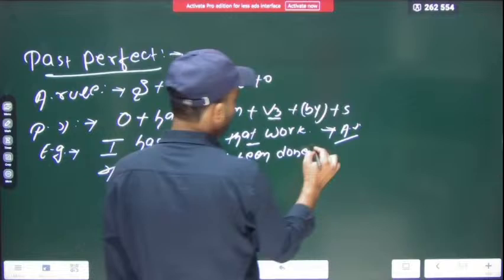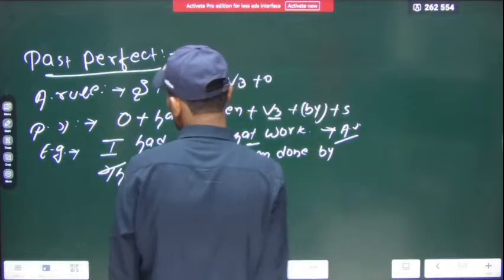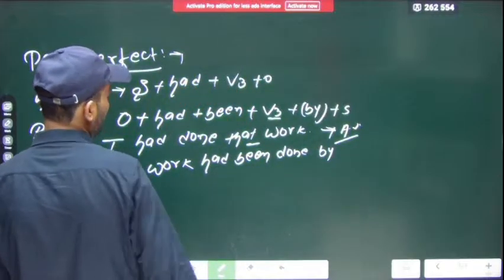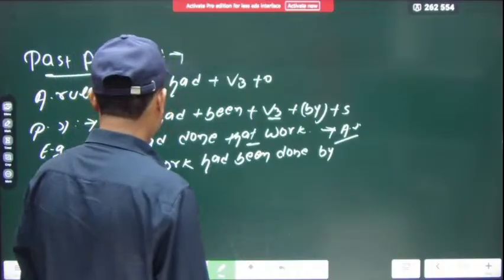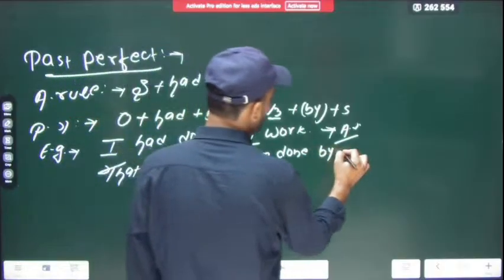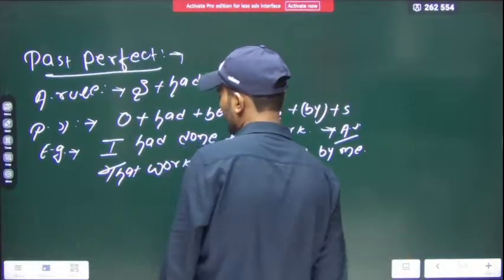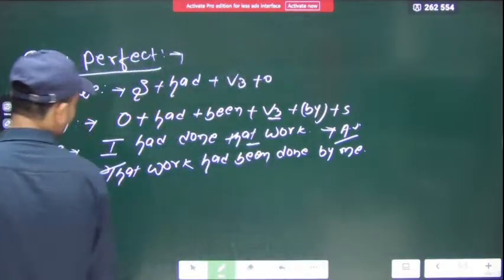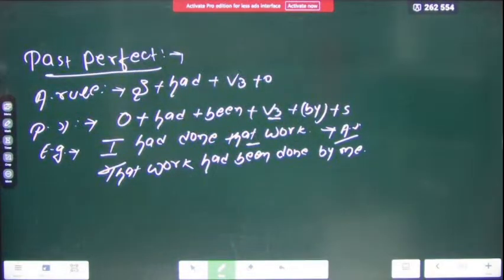Next, by is here, so I will write by. Then after by comes the subject. What is the subject here? I, but it is going in the place of the object, so I will be written in the form of me. So finally our sentence is: that work had been done by me. One more example.